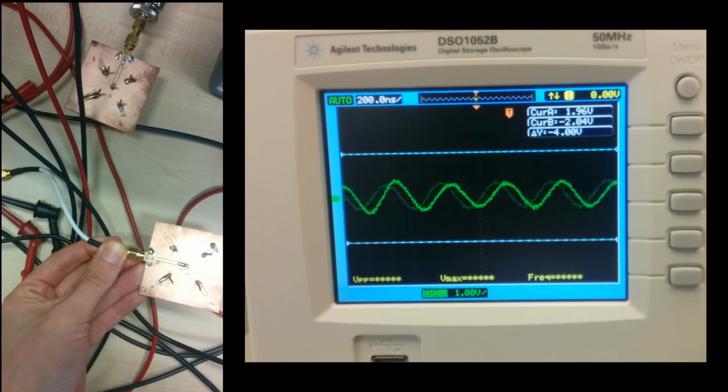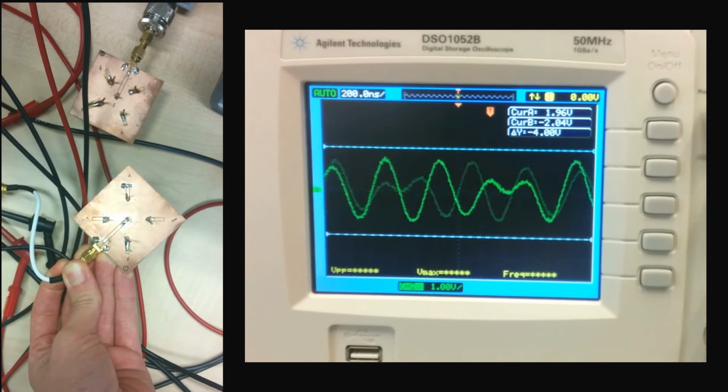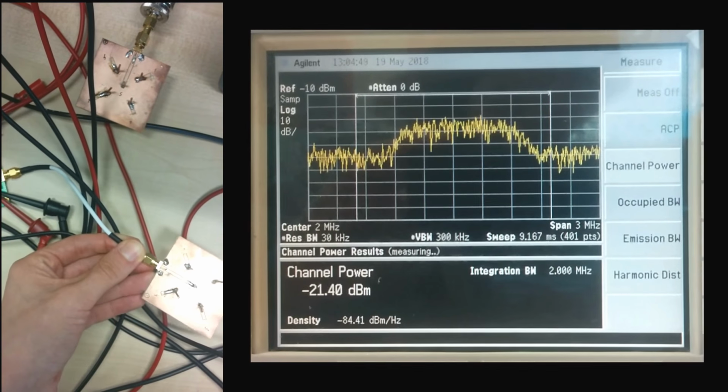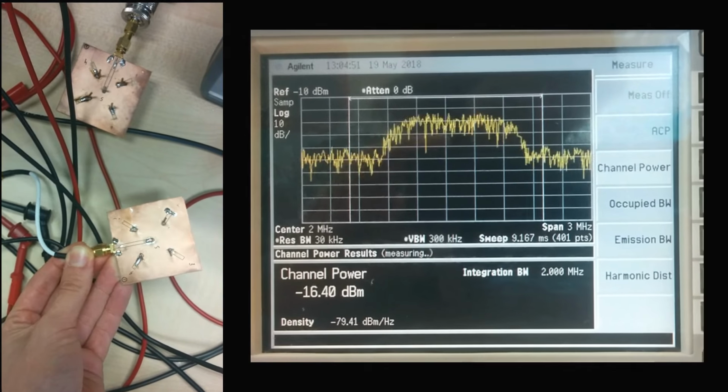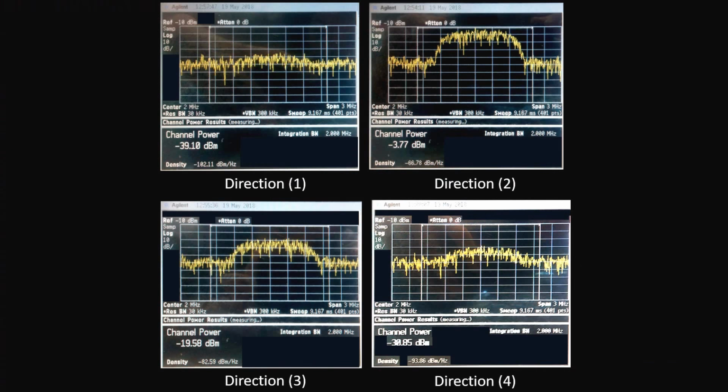We tested the system for a signal coming from direction 2. The time domain waveforms show the largest amplitude for that direction. The same happens when getting the spectrum of the signal. The most powerful frequency response is obtained for direction 2.